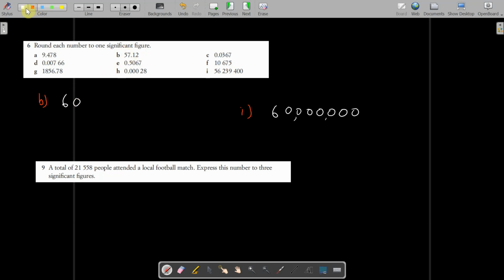Okay, last one, number 9. A total of 21,558 people attended a football match. Express this to 3 significant figures. Well, our first 3 are 2, 1 and 5. So that next number is a 5, so that's got to go to 216. No decimal, so we need to add the zeros to end up with the same number of digits. 5 digits. There's your answer.